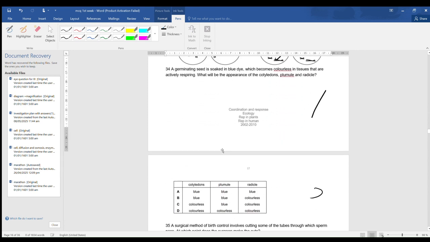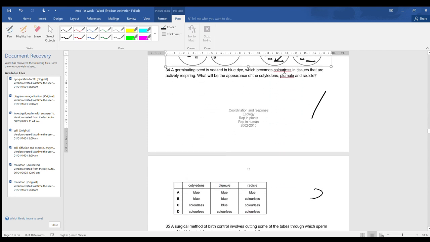Now next, a germinating seed is soaked in blue dye which become colorless in tissue that are actively respiring. What will be the appearance of the cotyledon, plumule and radicle? We know that in the germinating seeds, the cotyledon, plumule and radicle, all of them are actively respiring. Therefore, all of them will turn colorless. Therefore, option D is correct.